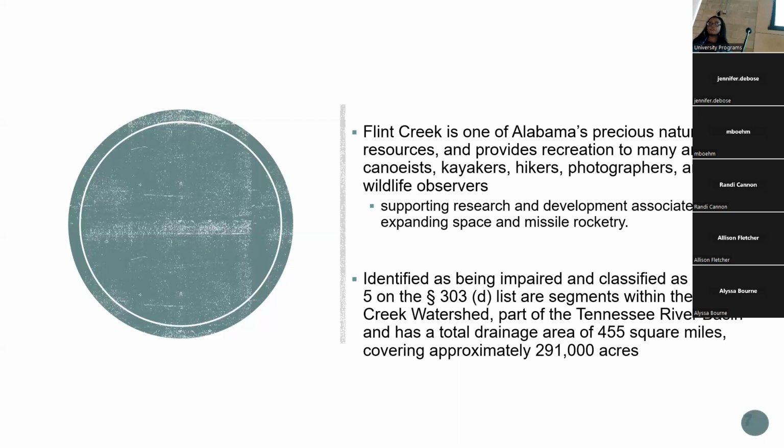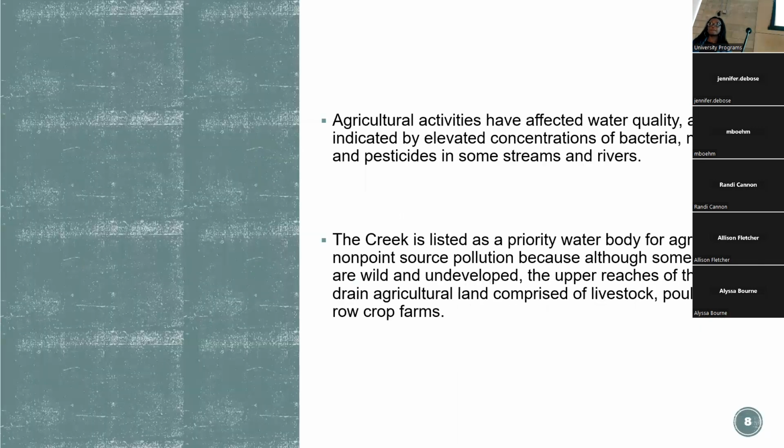And the segments between the Flint Creek watershed, which are part of the Tennessee River Basin, has a long discharge area of 455 square miles that covers approximately 291,000 acres. So in the past, the waters in the Tennessee River Basin have met the guidelines for federal and state drinking water quality and the protection of aquatic life. However, agricultural activities have affected this water quality as indicated by the elevated concentrations of bacteria, nutrients, and pesticides that have been found in streams and rivers.